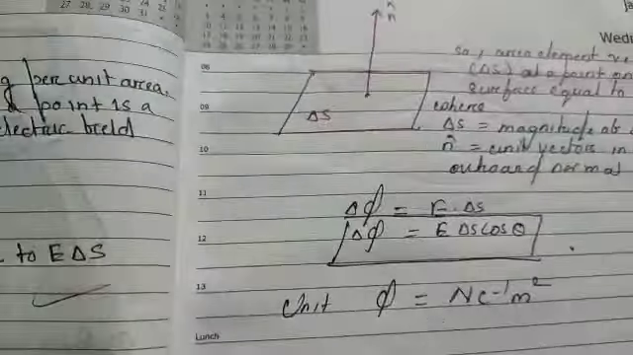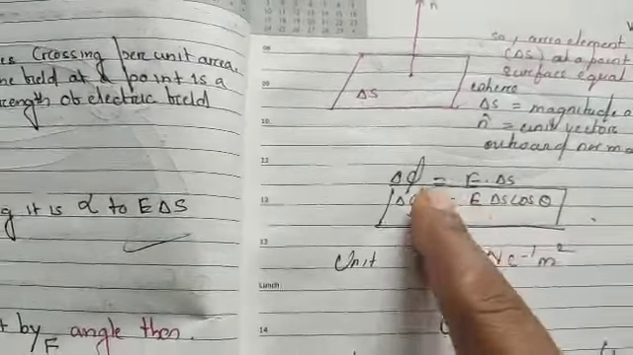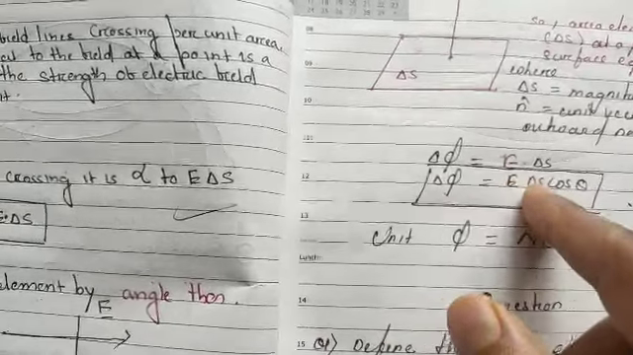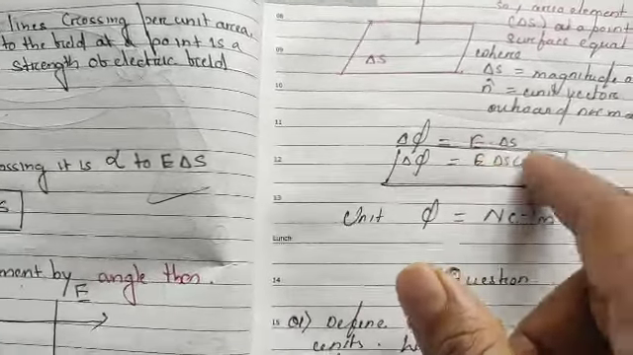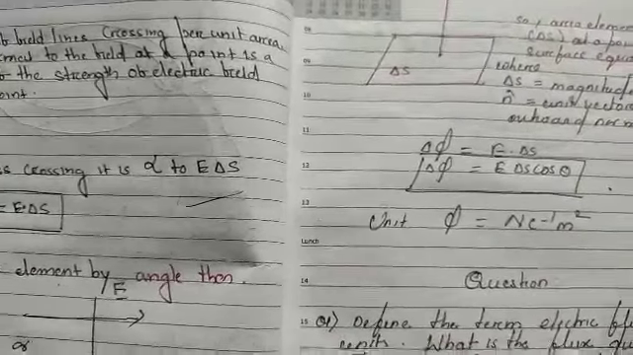Clear to you? Now similarly you can find the SI unit. E is the electric field, so you know the formula, force per unit charge, meaning newton per coulomb, and delta S is the area, meaning meter squared. So conclusively you will get this SI unit.